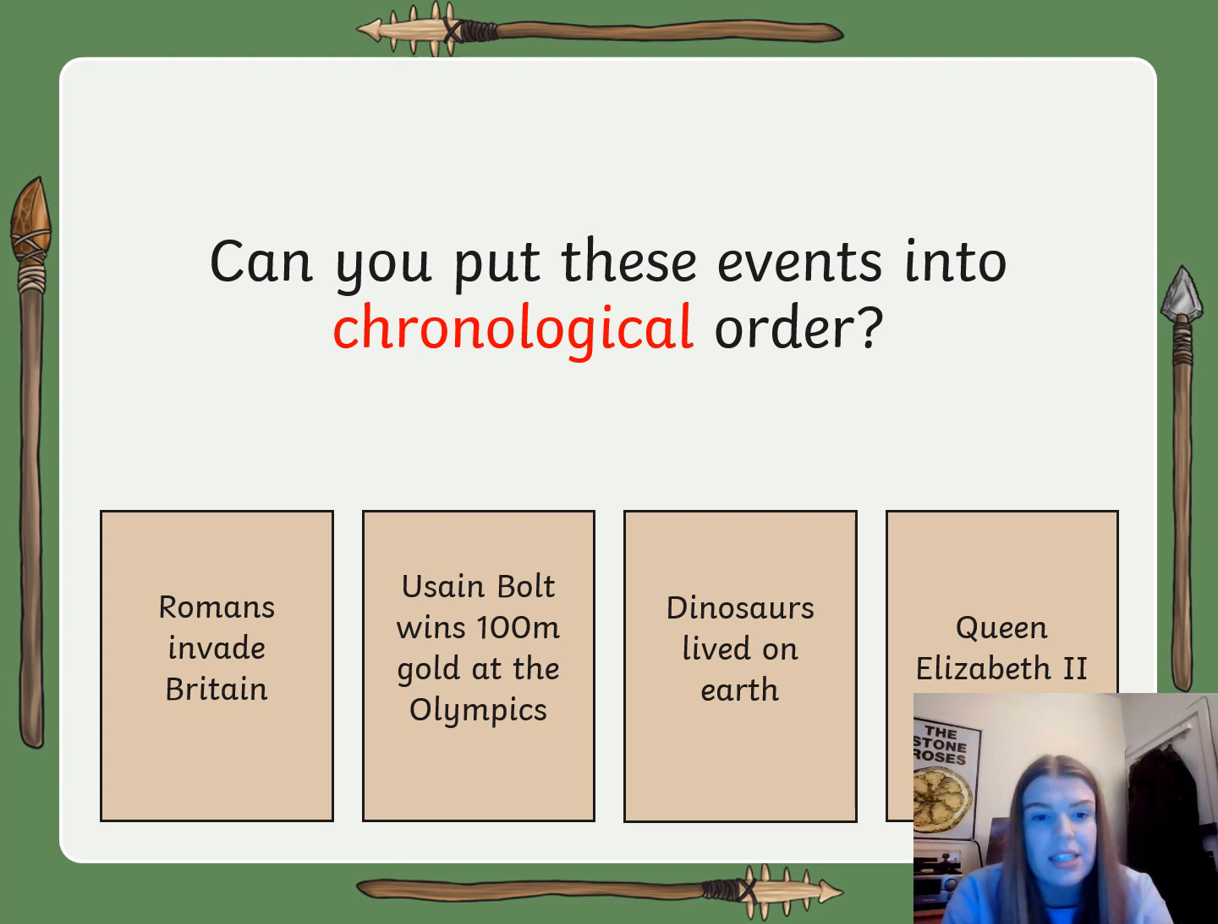Okay, so the correct answer then is Romans. So Romans is our next one. The Romans are older than Queen Elizabeth, although she is quite old. She's not as old as the Romans, is she? Okay, so we know then that Queen Elizabeth would be third and Usain Bolt wins the 100-meter gold at the Olympics would be fourth. Let's double check if we're right.